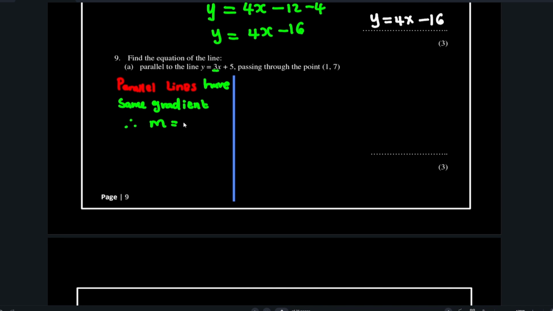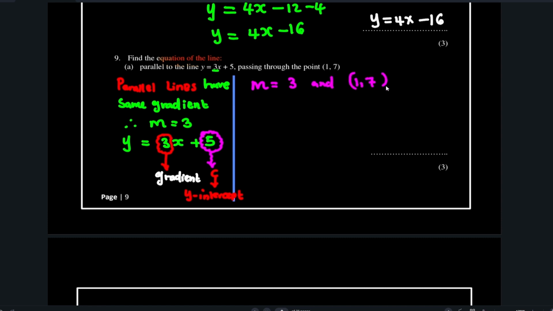So the gradient of this line is 3, and it means that the other line is also going to have the gradient 3. If you are given a line like this, you should understand that this part represents the gradient, and this part here represents C, which is the y-intercept. Since we have our gradient and we are finding the equation of a line which is parallel to this, we are going to pick the gradient 3, which is the same as the gradient of the other line. So we are going to use that gradient and the point given.